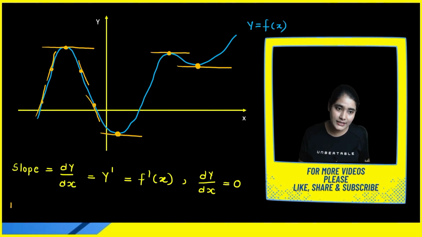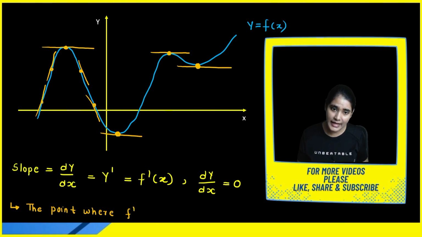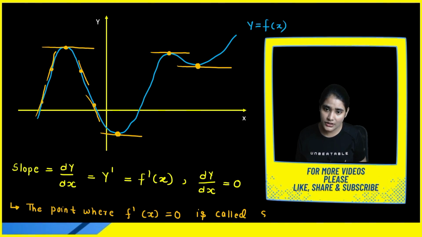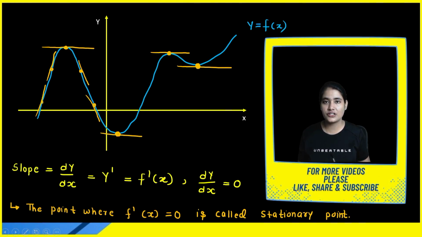Okay. So can I say this thing? The point where first derivative or slope is equal to 0 is called a stationary point. Okay, so this is the definition of the stationary point.